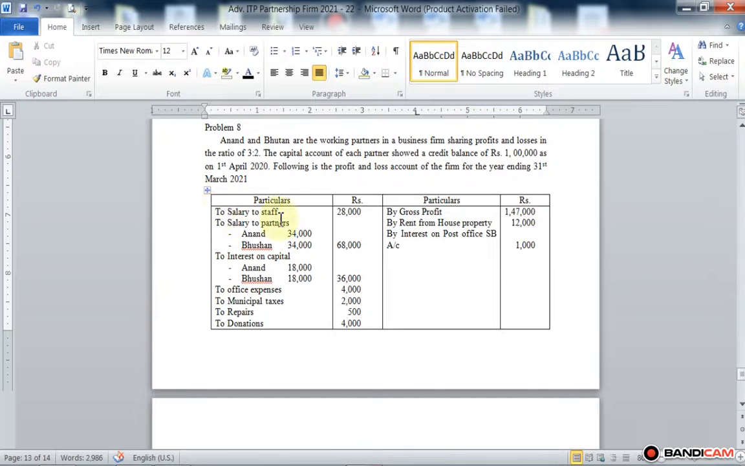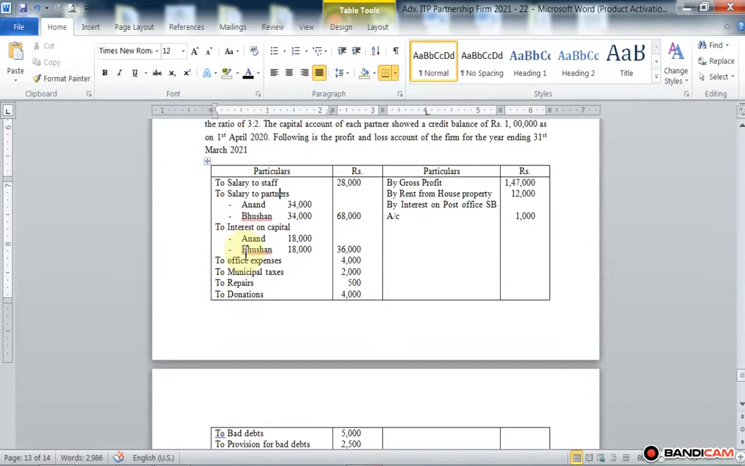To salaries, so it is an expenditure relating to the partnership firm. To salary to staff, so salary to staff is an allowable expense of the partnership firm. Then to salary to partners, Anand 34,000, Bhushan 34,000, in the outer column amounting to rupees 38,000. So partners' salary is added to net profit. Then we get a deduction of remuneration for working partners under section 40B.